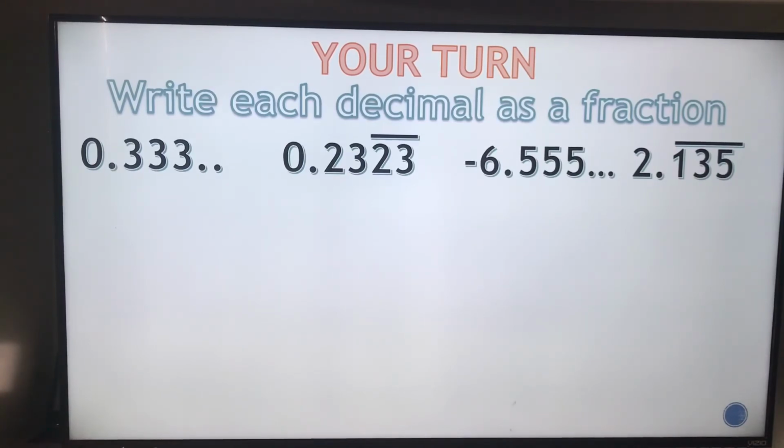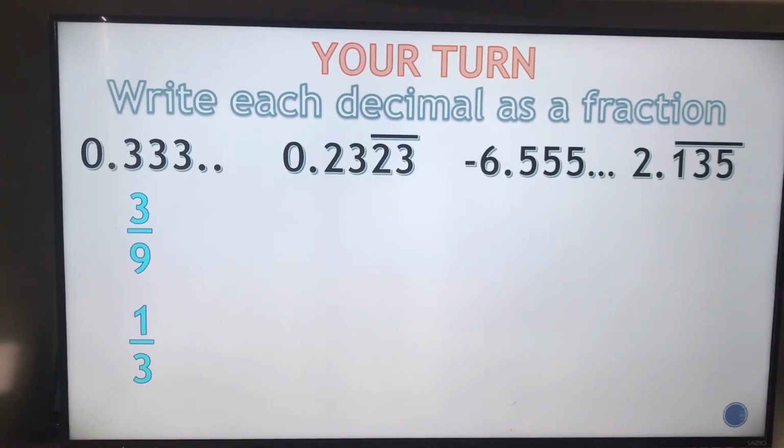But to do this, it's 1 number repeating. So I'm going to put it over 9. But be careful. What number did I tell you to always try and simplify them by? 3. I can divide both of those by 3 to get 1/3. That is a number to commit to your memory. 1/3 will always be 0.3 repeating. That's never going to change. Okay? So let's go look at our second one.